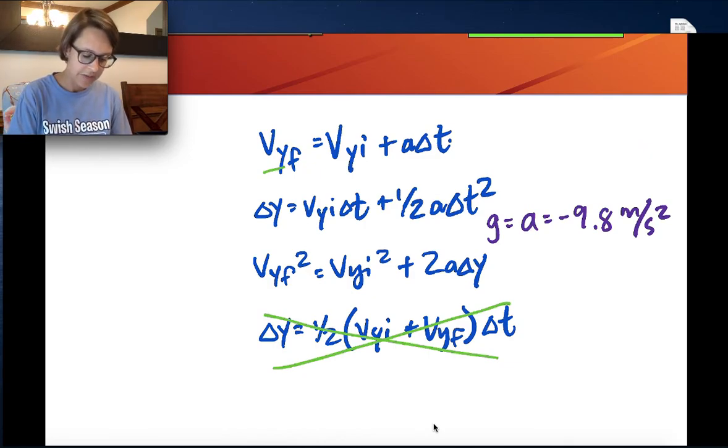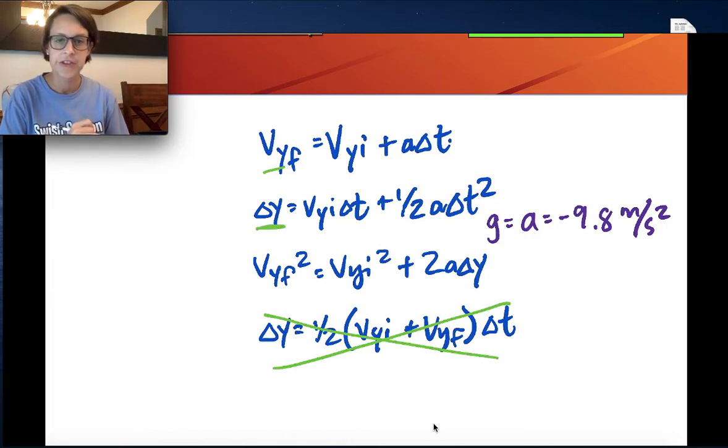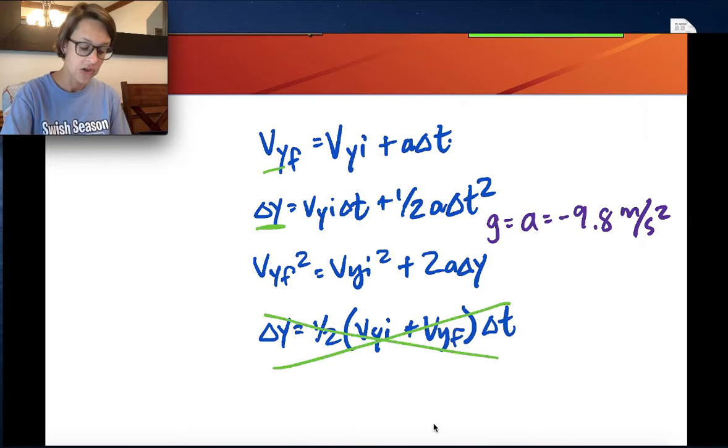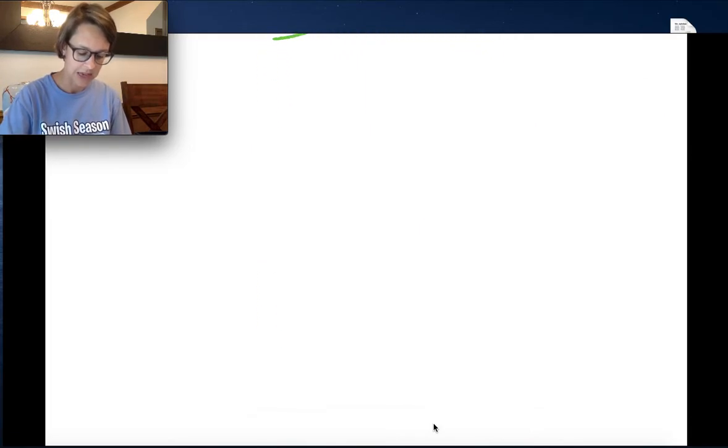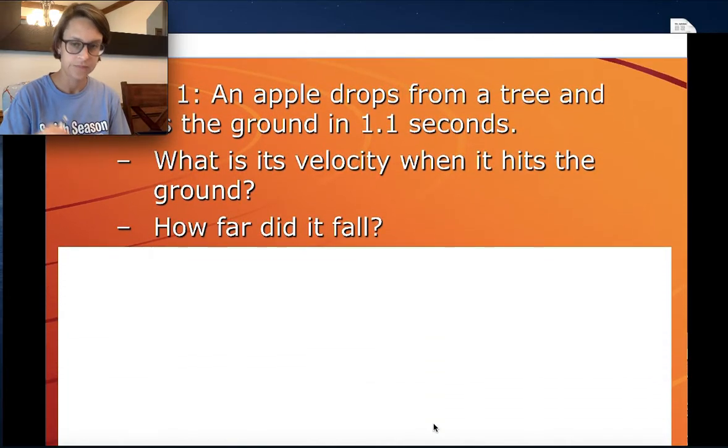Let's see. The other variable that might be kind of new to you is this one, delta Y. So remember, delta X is a displacement horizontally. Delta Y is a displacement vertically. So it's just how far it fell or how high up the object began. Okay? Okay, so using those equations, we're going to solve problems in the same way that we have been.